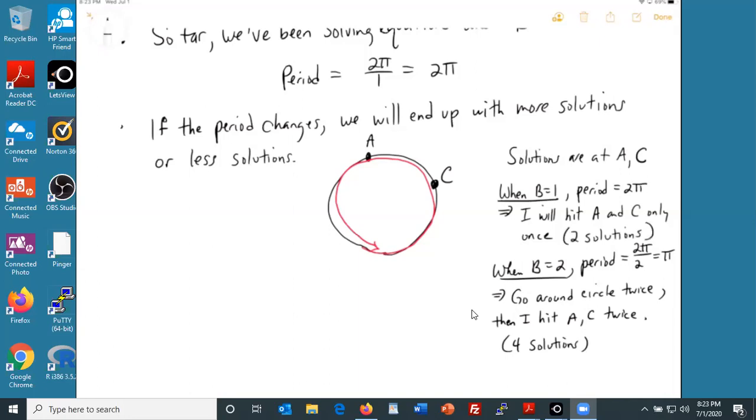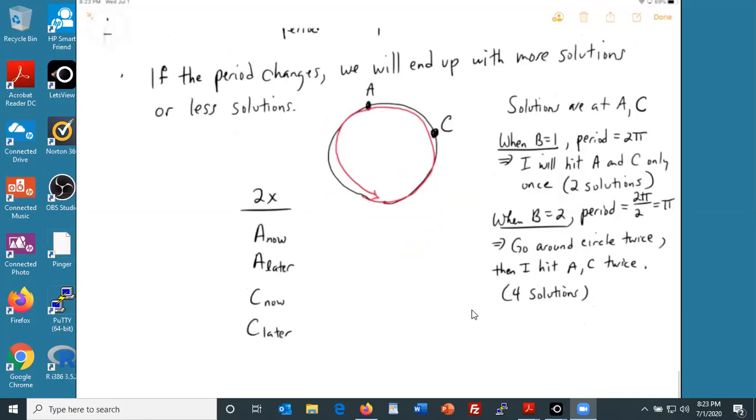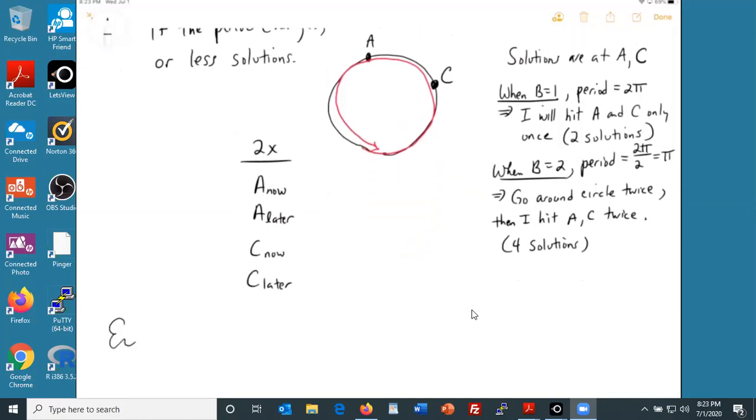But if I go around the circle twice, I hit A twice and I hit C twice. So think of it as like I have an A now and an A later, and I have a C now and a C later if I go around twice. Okay? So we need to keep that into consideration if we have a B value that isn't 1 when I'm solving the equations, because then it's going to induce more solutions.